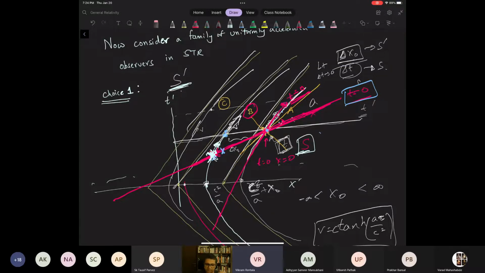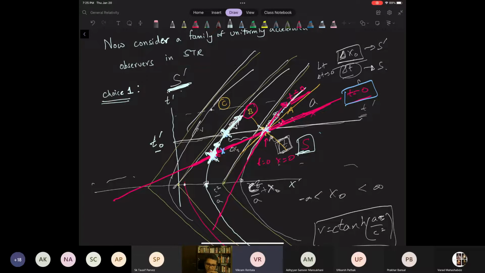Okay, but the thing is, this speed of B is different from the speed of B at this time. Let me call this instant of time t prime naught. At time t prime naught in frame S prime, both B and A have the same velocity. That is these 2 points. But at this earlier instant of time, B had a smaller velocity, as measured in the frame S prime.